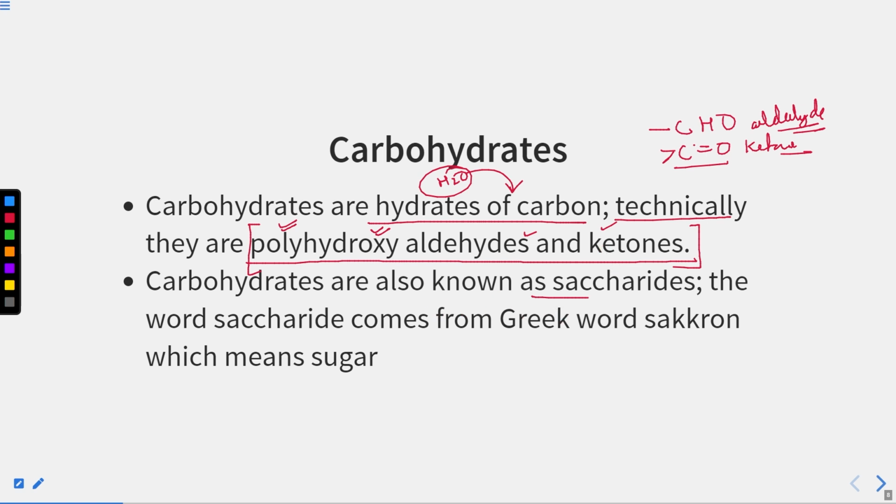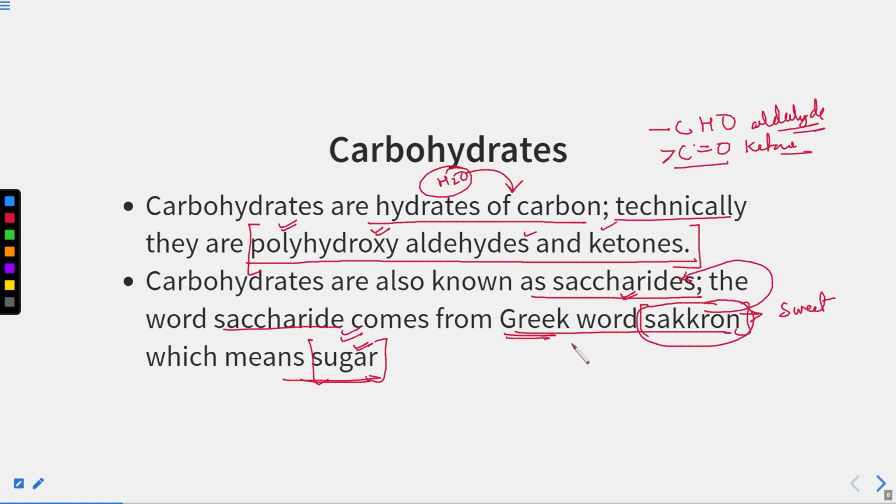Carbohydrates are also known as saccharides, and the word saccharide comes from the Greek word saccharon, which means sugar. Actually, sugar is an English name, and the Greek word is saccharon, meaning sweet. So whatever carbohydrates there are, they are also called saccharides, and this name came from the Greek word saccharon, which means sugar.